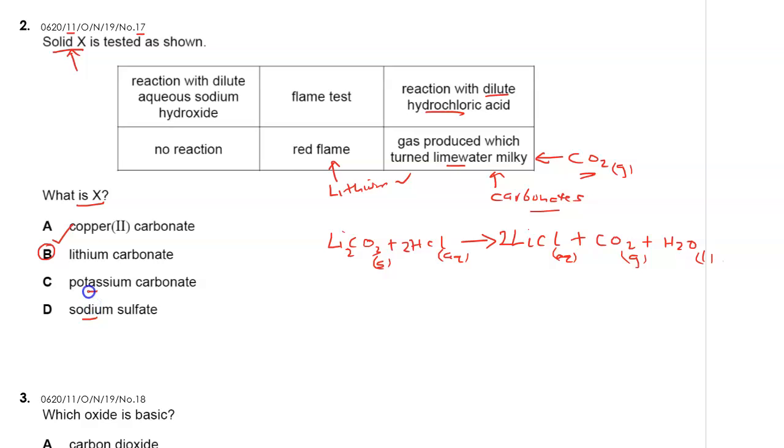All the others are out because of the flame test here. Okay, all of them are carbonate, as you notice, with the exception of D, which is a sulfate. And the flame tests, we know it's lithium, and therefore that makes the others to be incorrect. So the answer right there is B.